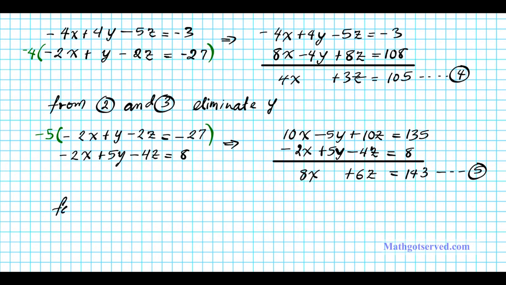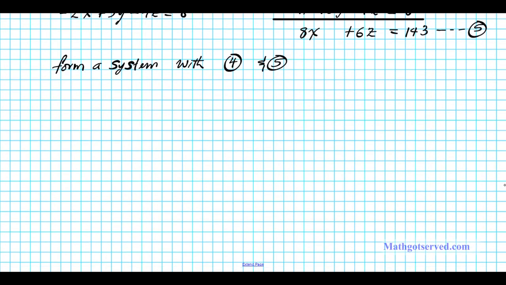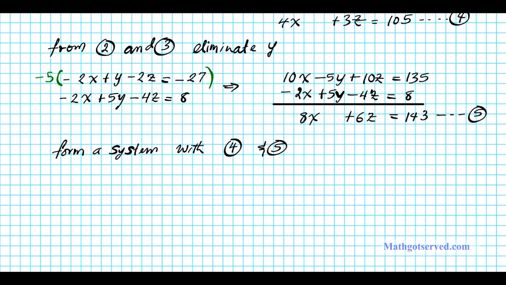We're going to form a system with 4 and 5. Equation 4 and 5. All right, so our new system of equations we're going to solve are, let's see what they are, 4x plus 3z equals 105, and 8x plus 6z equals 143.